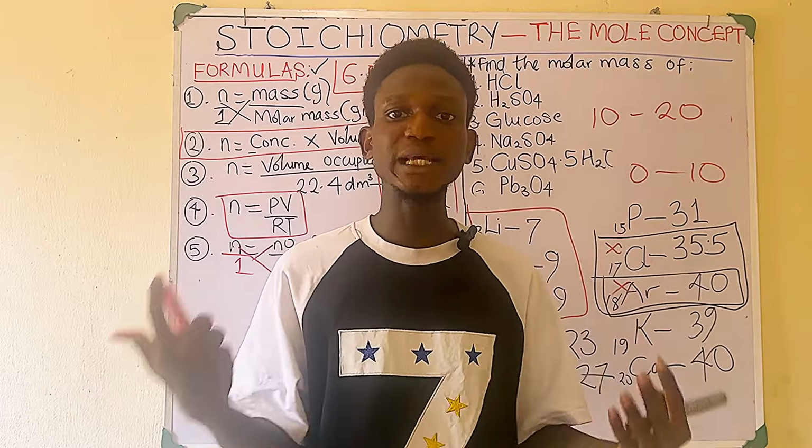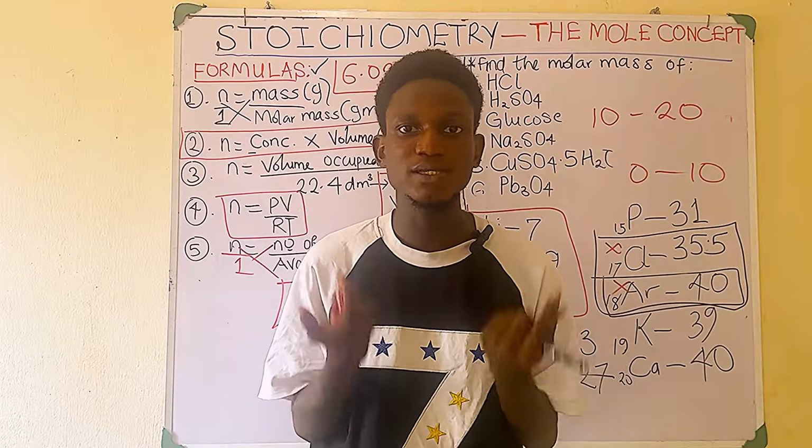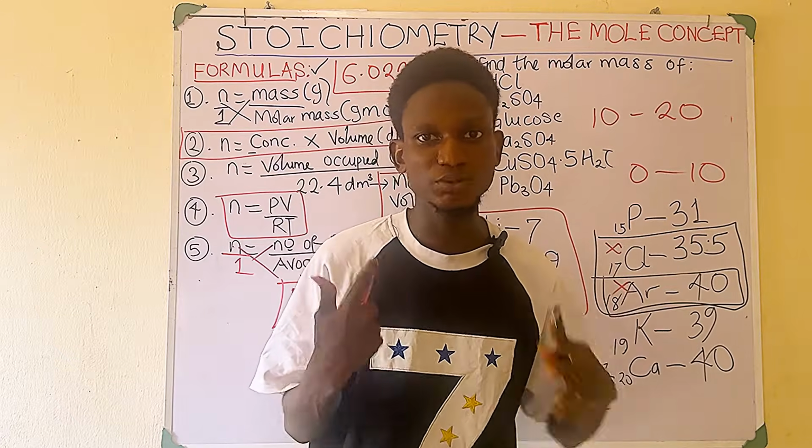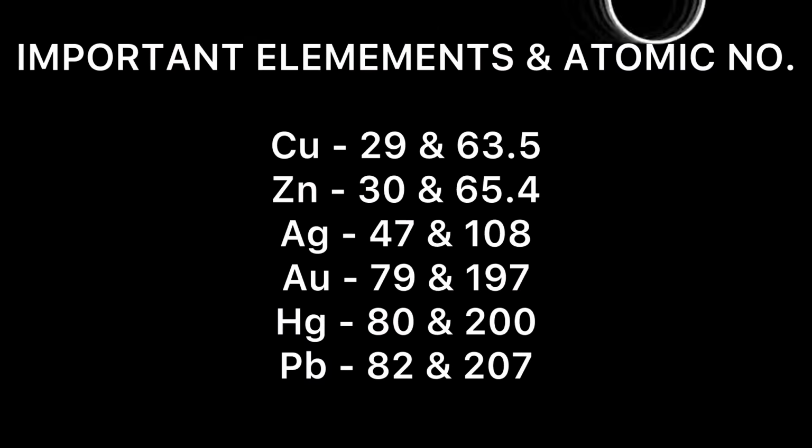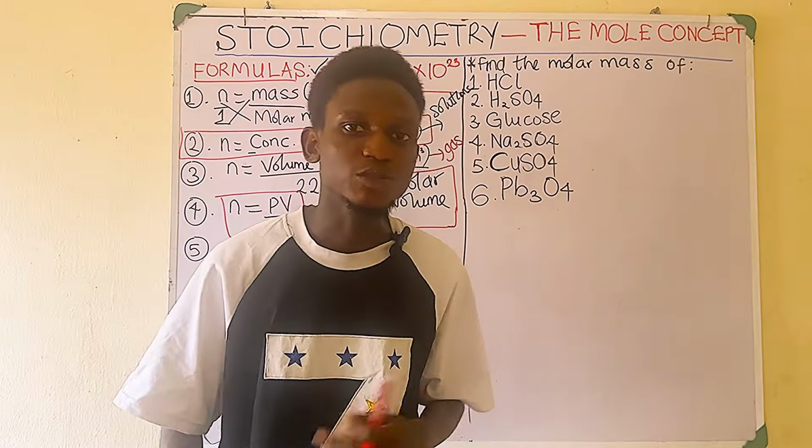Maybe for instance, for post-UTME, they may omit it. I've seen a post-UTME exam where they omit it. But JAMB will surely put it. But post-UTME may omit them. So these are the important atomic numbers in your O-level chemistry, atomic number and their masses. So copper, zinc, silver, gold, mercury. They are very, very important for your O-level chemistry. All right, so just master those guys.